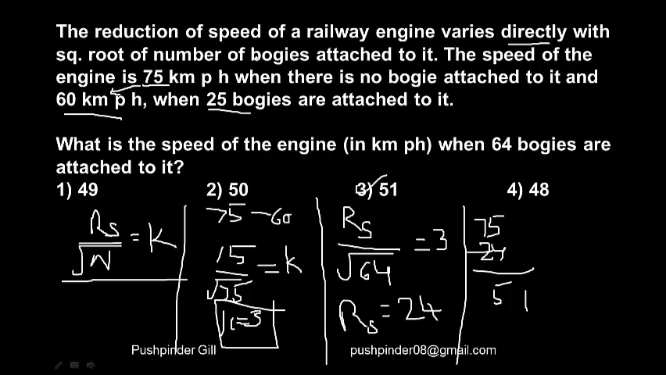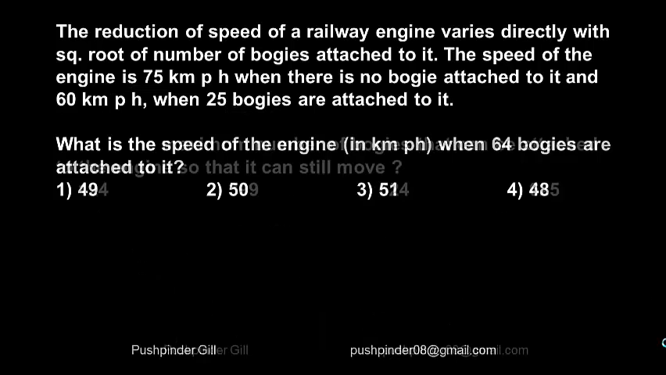So what was it? The reduction of the speed varies directly with the square root of the number of bogies attached to it. So the reduction of speed divided by the square root of the number of bogies is a constant, right? If there is no bogie attached, the speed is 75. If there are 25 bogies attached, the speed is 60. That means a reduction of 15 gives us the value of K. K is 3. You just substitute those values into this and you get your answer. Fine.